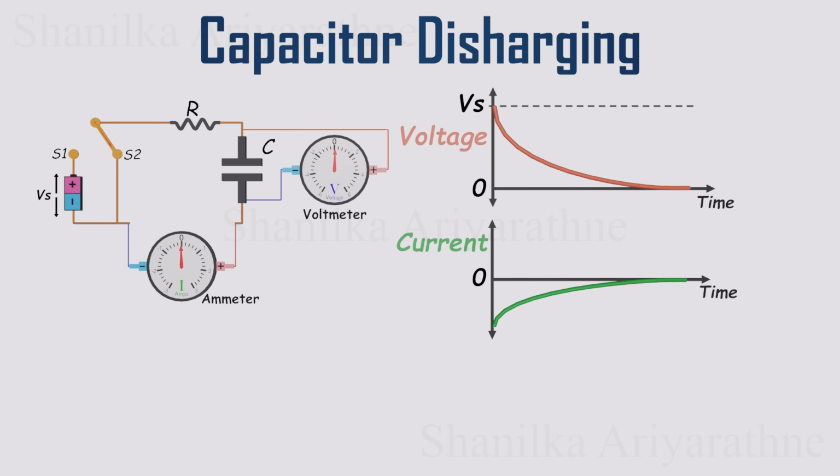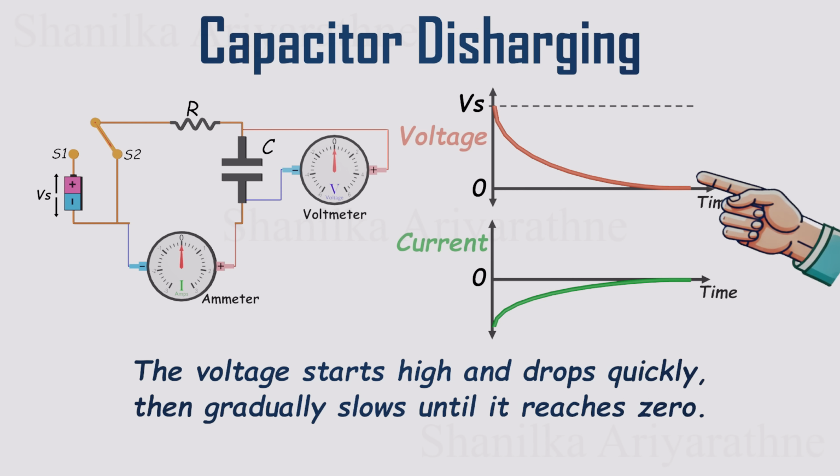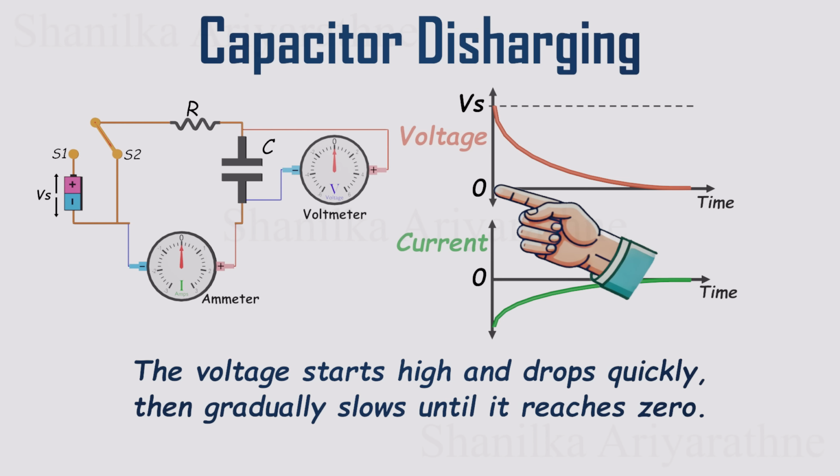At the start, the voltage is high. It's sitting at the full supply voltage. But as the capacitor discharges, the voltage drops rapidly. Over time, the drop slows down until the voltage finally falls all the way to zero.